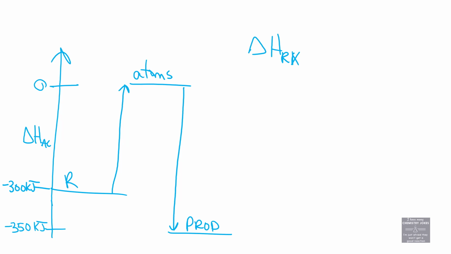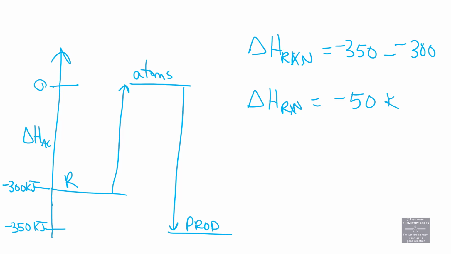Delta H of this reaction is negative 350. I'm telling you the enthalpy value on the y-axis, minus negative 300, the enthalpy value on the y-axis for my reactants. So it's really plus a positive. Delta H of this reaction, Rxn, is negative 50 kilojoules overall.